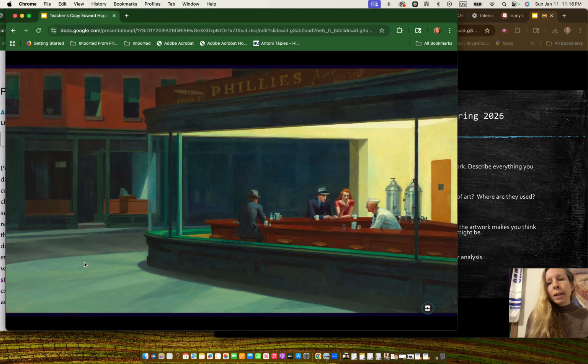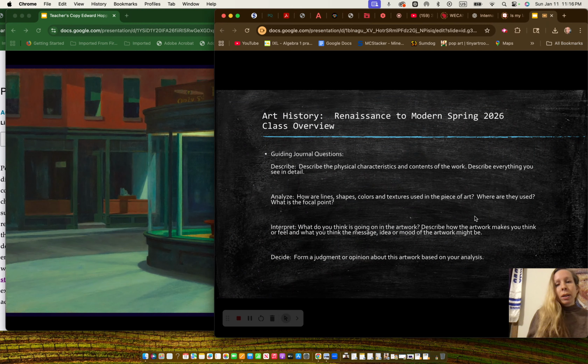And I think, how does that all add to the mood? Well, I think the mood is very quiet. Everything's very much in order. Everything is very still. There's not a lot of movement, like I said. There's just this one light. Everything is just very streamlined. And then interpret. So, what do you think is going on in the artwork?